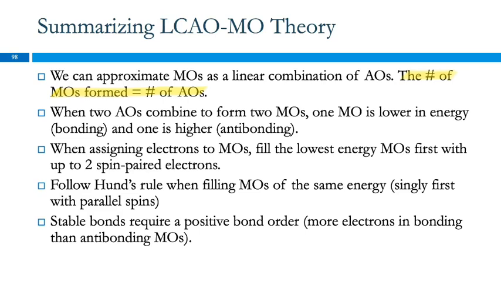When we put the electrons in the molecular orbitals, we're going to follow the same pattern we did with the regular orbitals. We're going to fill the lowest energy ones first with up to 2 spin-paired electrons. If we have orbitals with the same energy, they're going to fill singly first with parallel spins, and then they'll pair up. And then stable bonds require a positive bond order. There have to be more electrons in the bonding orbitals than in the anti-bonding orbitals, is what it comes down to.